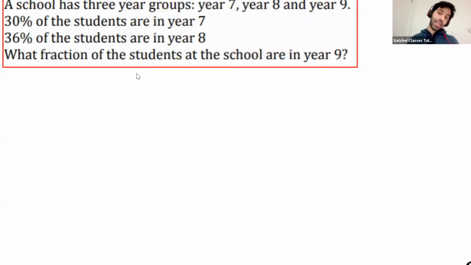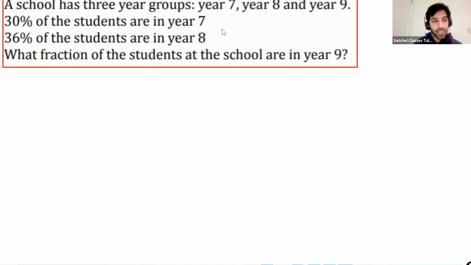And let's move on. So let's do some questions here with worded problems. It says a school has 3 year groups. We've got years 7, years 8, and years 9. Now, what the question tells us is 30% of the students are in year 7, 36% of the students are in year 8. What fraction of the students at the school are in year 9?